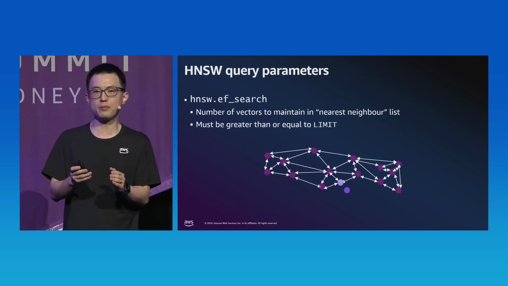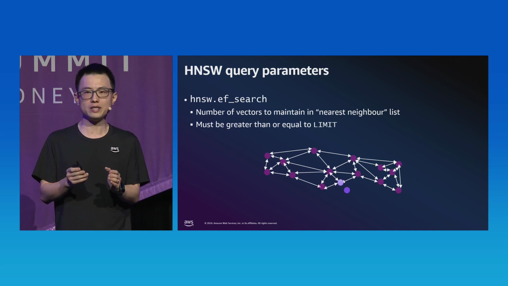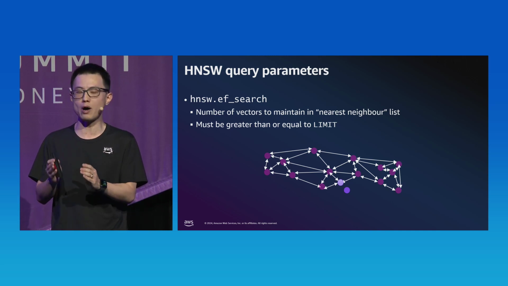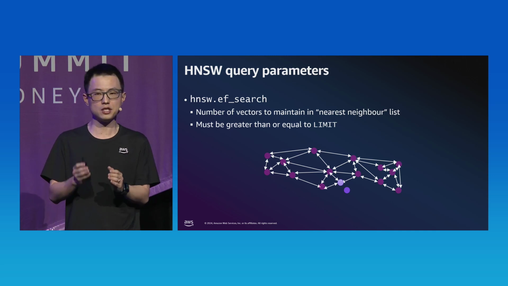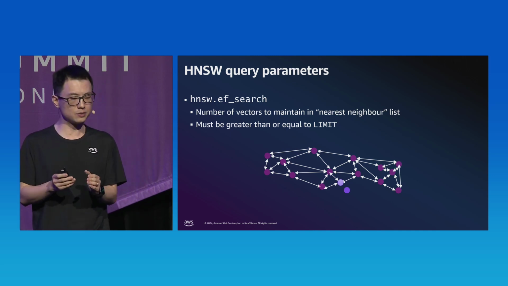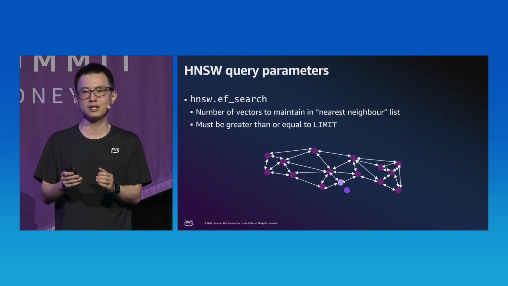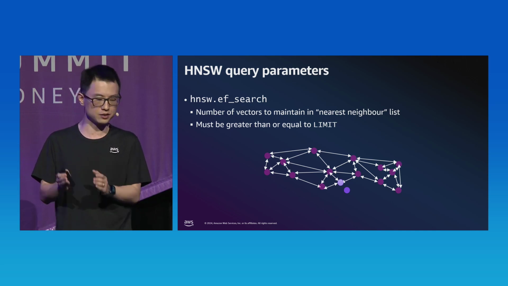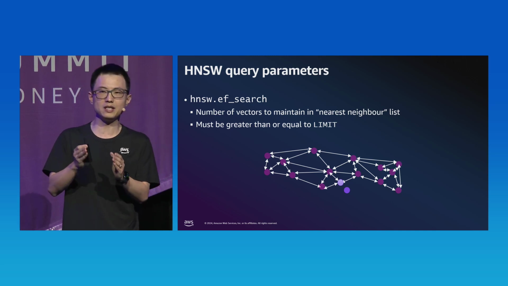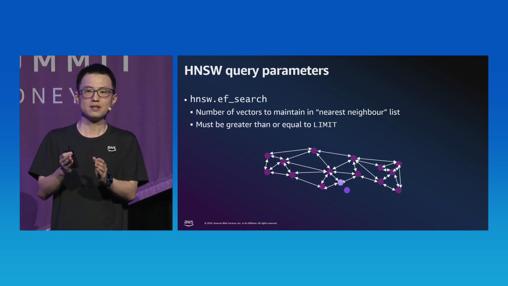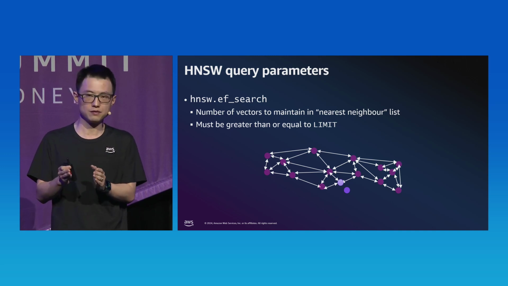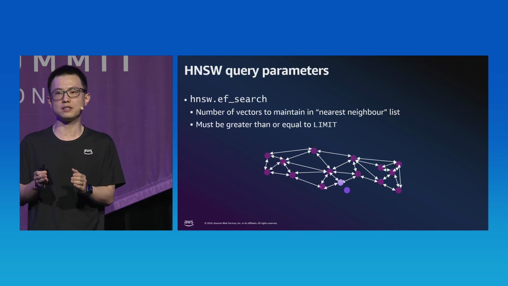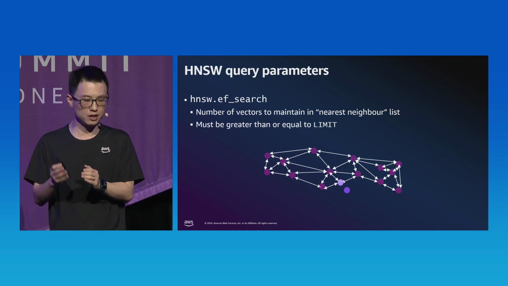Now we see the parameter for the query stage. There's only one parameter you need to be worried about, which is ef_search. ef_search is pretty similar to ef_construction. It's the memory used when you query against the vectors, a list you keep of the candidates most similar to your query. The larger this number, the more likely you will find the vectors that are most similar.